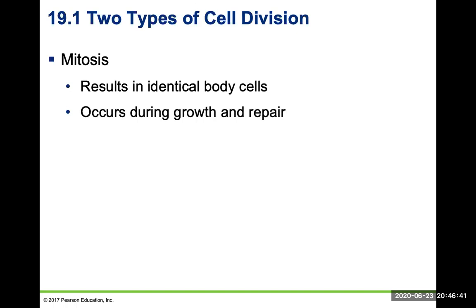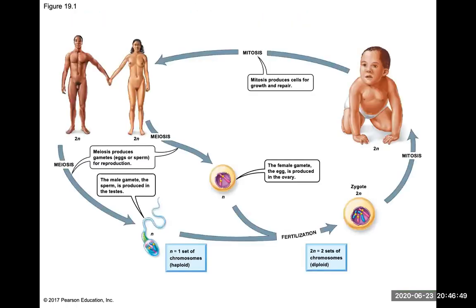Mitosis results in identical body cells, and this occurs during normal growth and repair of pretty much all your cells. So here's a look at how meiosis is formed and where it produces gametes.